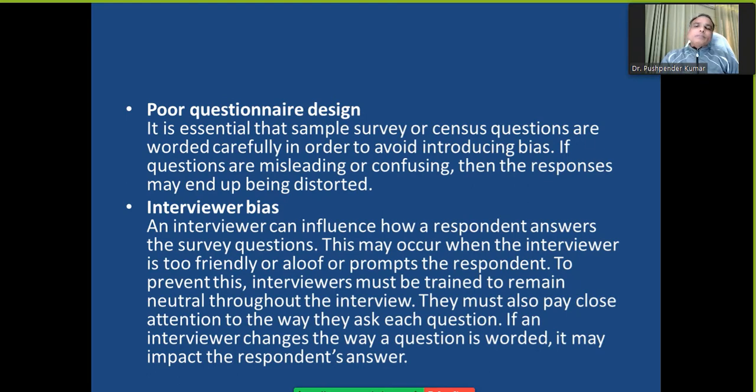Then second, interviewer bias. The way the interviewer asks questions, the way he influences. So here you can see an interviewer can influence how a respondent answers the survey questions. This may occur when the interviewer is too friendly or aloof or prompts the respondent. To prevent this, interviewers must be trained to remain neutral throughout the interview.